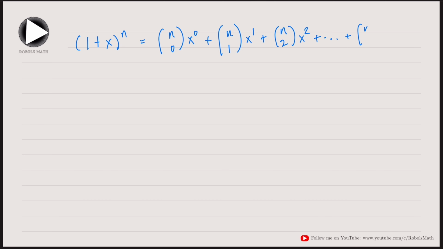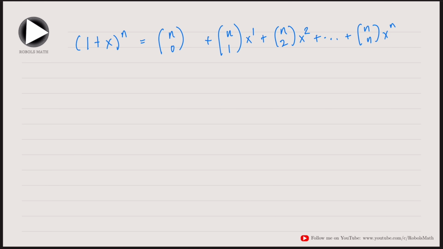So let's say we have here (1 plus x) raised to n. Using the binomial theorem, we know that this will be equivalent to, for any whole number n, n taken 0 times x to the 0 plus n taken 1 times x to the 1 plus n taken 2 times x squared, and so on until we have n taken n times x raised to n. Now the first term is actually just n taken 0, because x to the 0 is 1.